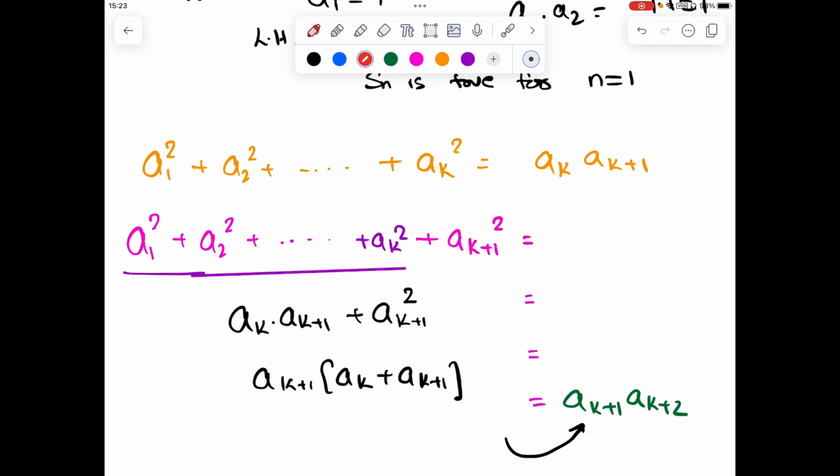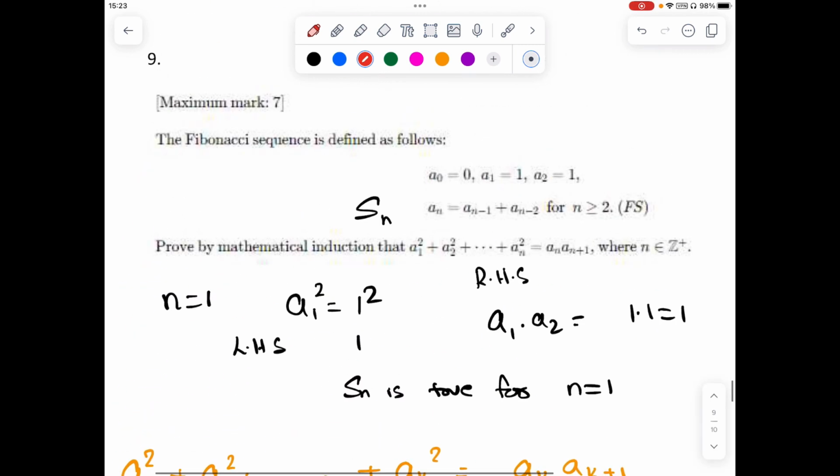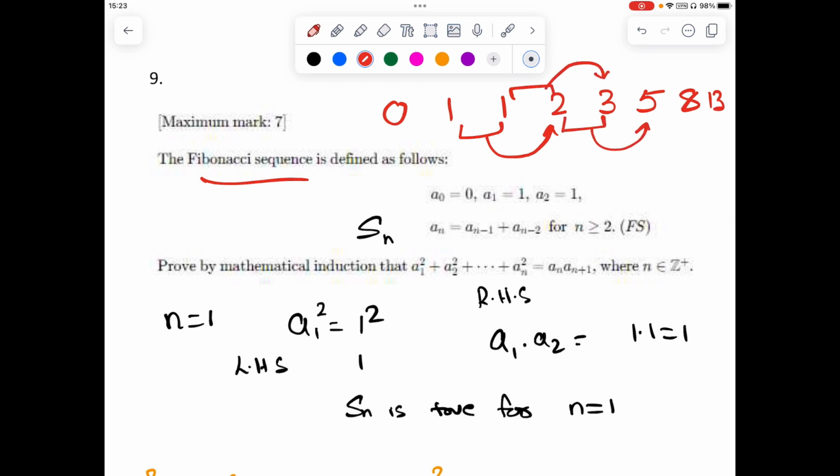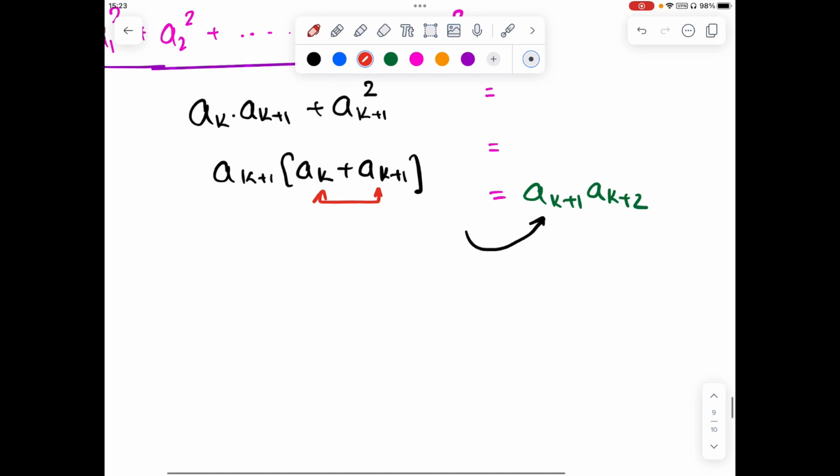That's nothing but our Fibonacci sequence. If you add two terms, you get the next term. This question is all about the Fibonacci sequence: 0, 1, 0 plus 1 is 1, 1 plus 1 is 2, 1 plus 2 is 3, 2 plus 3 is 5, 5 plus 3 is 8, 8 plus 5 is 13. You add these two, you get this one. So k plus 1 becomes k plus 2, so ak plus 1 times ak plus 2. That is what we were asked to prove. So by conclusion, we can prove that it is true for n belongs to z.